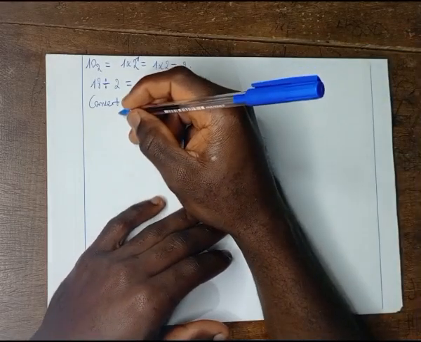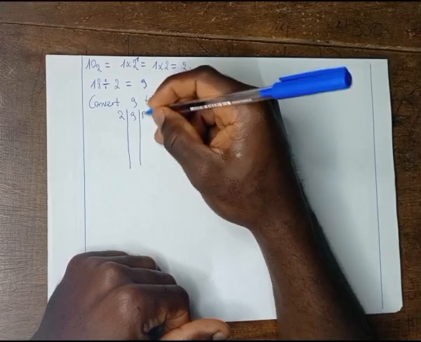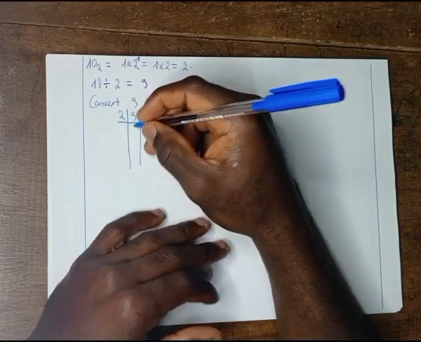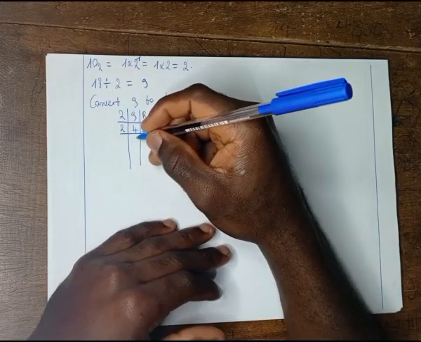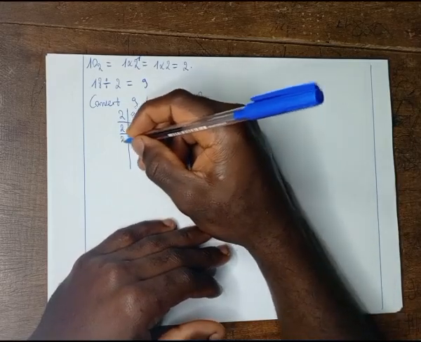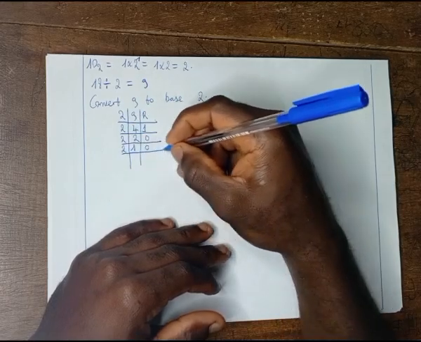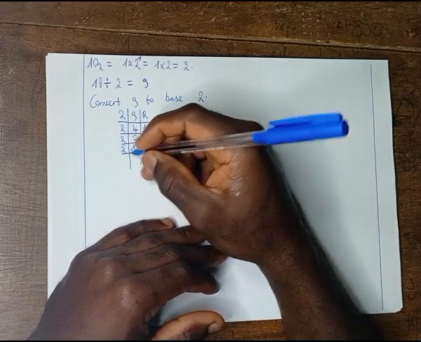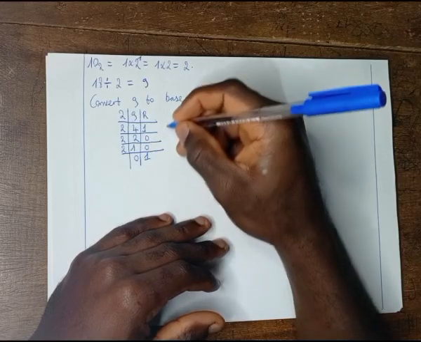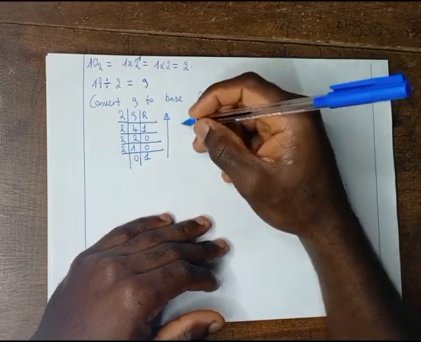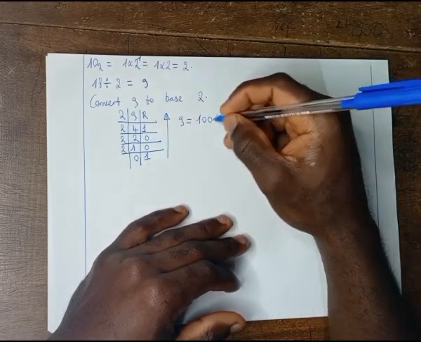We are going to make use of repeated division. 2, 9, and the remainders. 9 divided by 2 gives us 4, remainder 1. We bring down 2. 4 divided by 2 gives us 2, remainder 0. We bring down 2. 2 divided by 2 gives us 1, remainder 0. We bring down 2. 1 is less than 2. So if we divide 1 by 2, the whole number part will simply be 0, and the remainder will be 1. We copy from bottom to top. 9 is simply equal to 1, 0, 0, 1 in base 2.